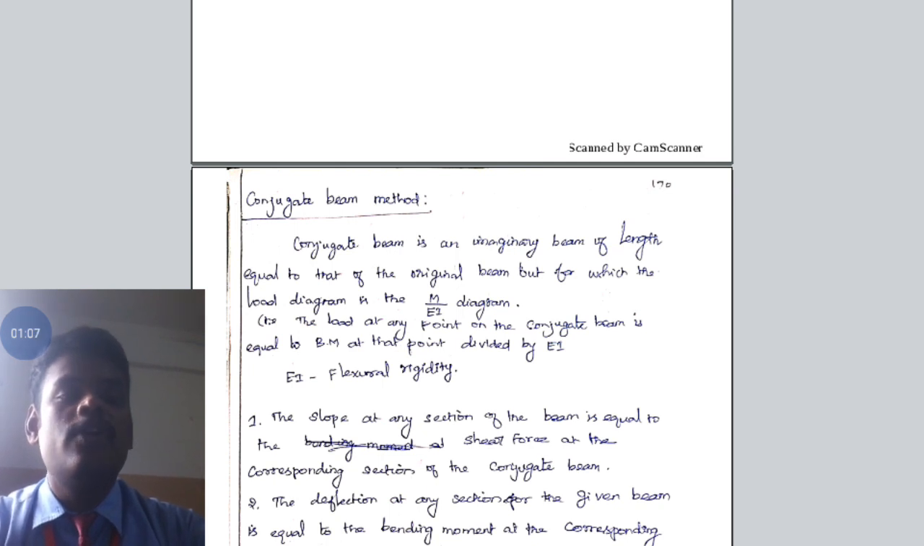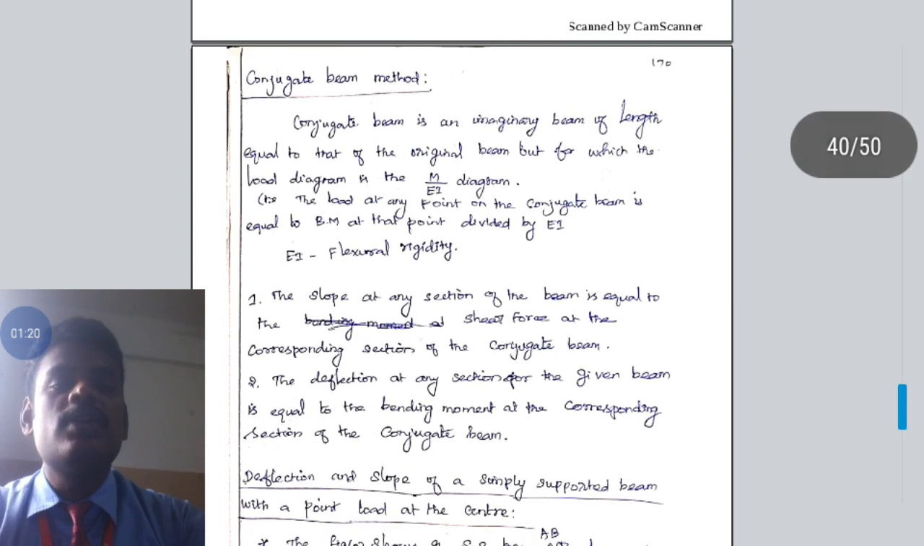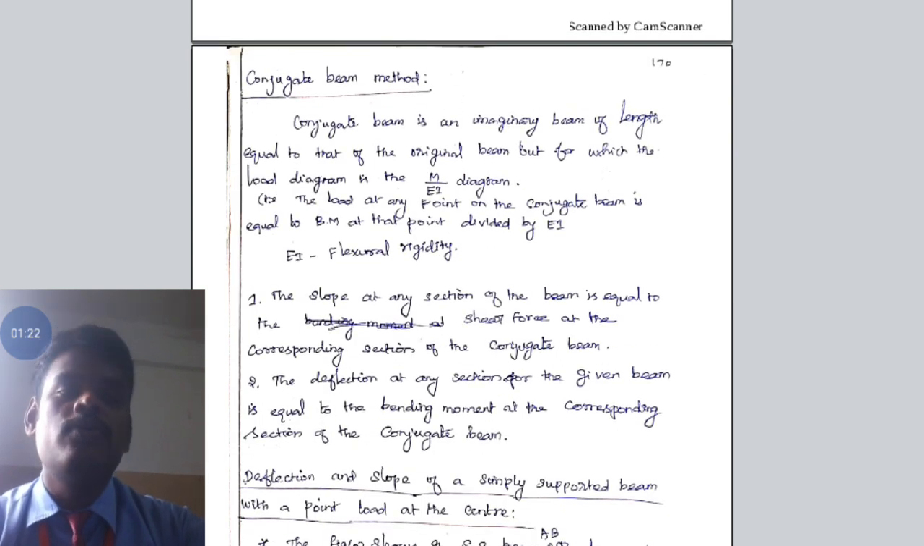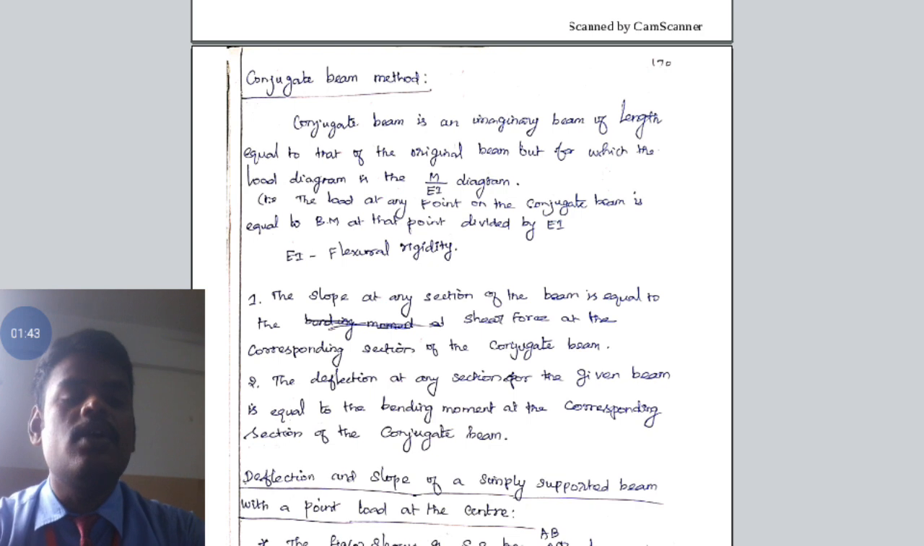After knowing the value of bending moment, using the relation M by EI, the actual bending moment divided by the flexural rigidity, we can get the loading value of the conjugate beam. For this corresponding load value, we have to find the shear force and bending moment diagrams. By using these values, we can easily relate to the slope and deflection of the original beam structure. First condition: the slope at any section of the beam is equal to the shear force of the corresponding conjugate beam.